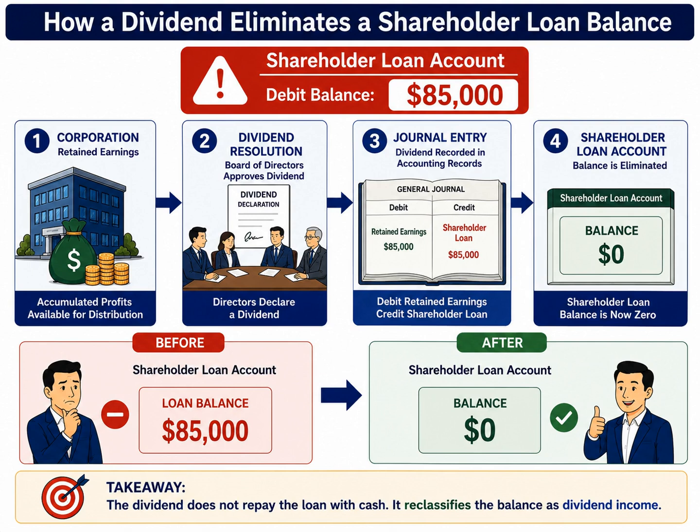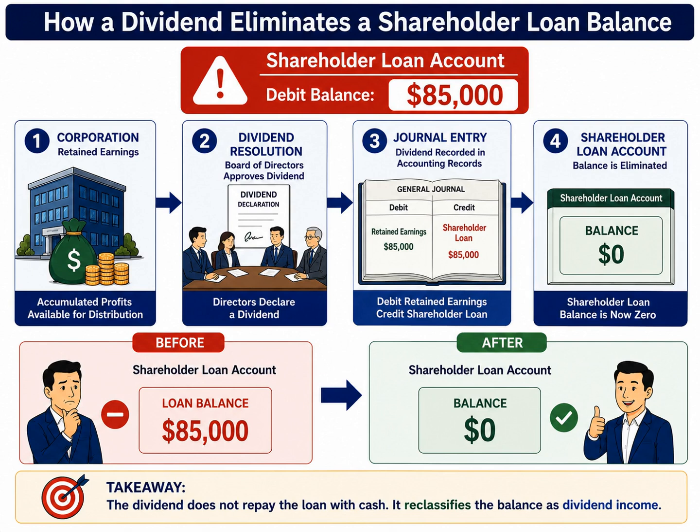At year-end, the accountant needs to eliminate that balance. The first step is to determine whether the corporation has sufficient retained earnings or accumulated profits available for distribution. If the corporation has earned profits, those profits may be distributed to the shareholder in the form of a dividend.